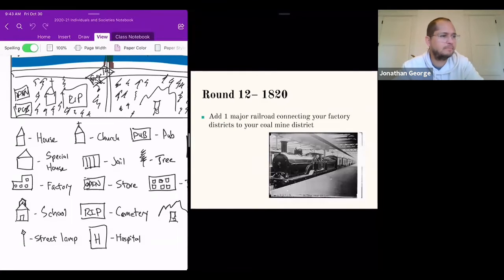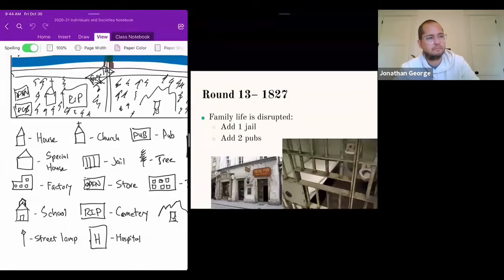Round 12. Add 1 major railroad connecting your factory districts to your coal mine district. So basically draw a train track, right? From your coal mine to a factory, okay? You may not have all your factories in the same area, maybe not, but you gotta get your coal from the mines to the factories. And getting them there by the canals now is less efficient. You now can carry more by a train because of transportation and the introduction of the steam engine.